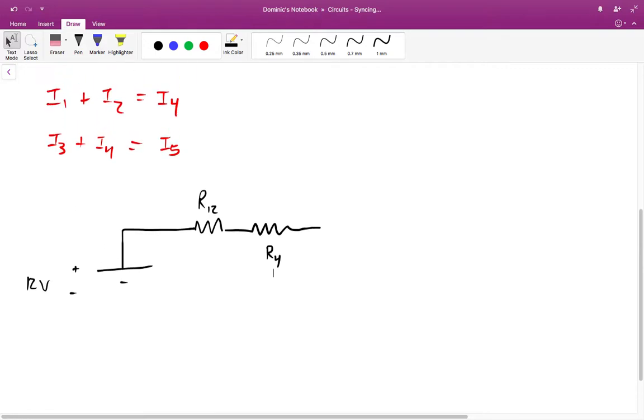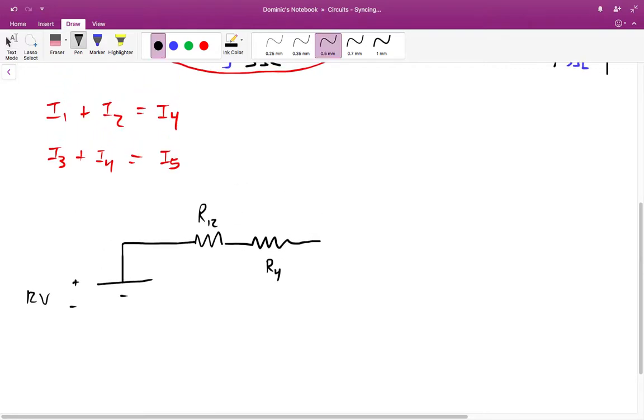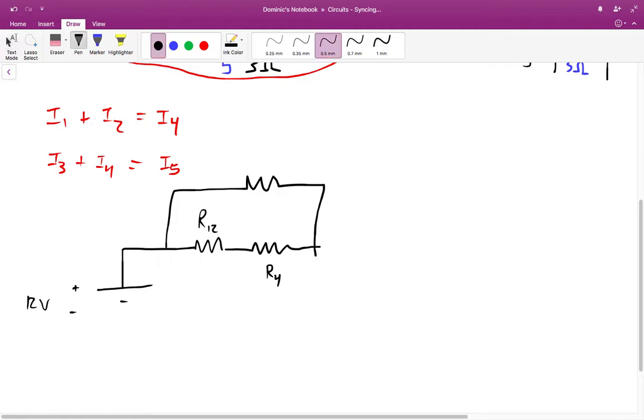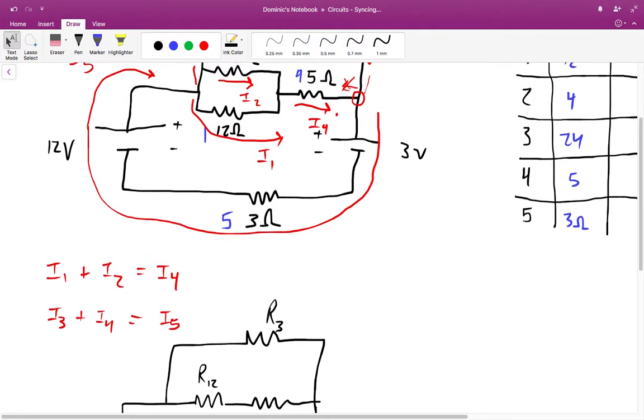Okay, in parallel with those two, we've got the top resistor, the 24 ohm resistor. So up here, we have this 24 ohm resistor that was R3. And then from there we have our 3-volt battery right here. And then from there we've got our 3 ohm resistor, or that is R5. This is R5.